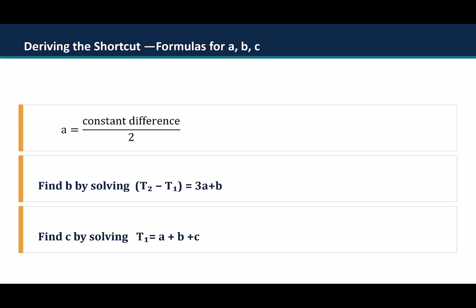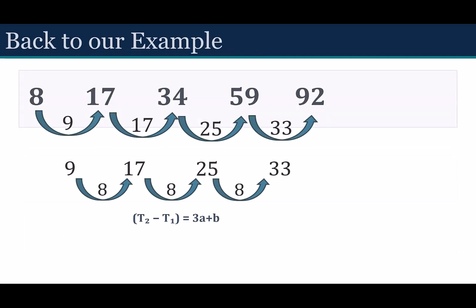Then we'll find c by solving t1 equals a plus b plus c. Let me show you what that means by going back to our original example. In our original example, we found out that our second difference was equal to 8. That means we can set up 2a is equal to 8, so a is equal to 4.